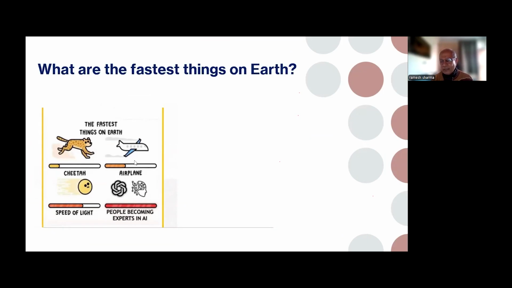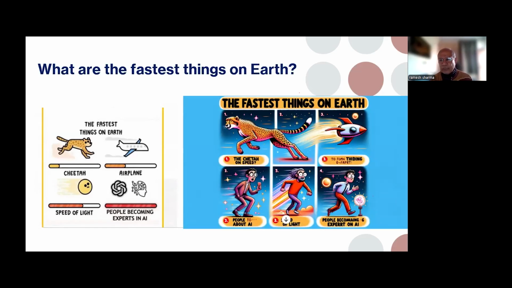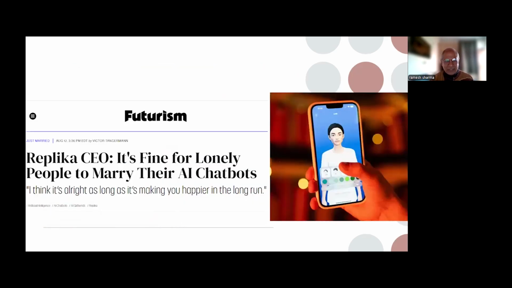Till 3 years ago, November 22, when ChatGPT came up, till then the artificial intelligence was being taught only in computer science subjects. But as soon as ChatGPT was released by the OpenAI company, people becoming expert in AI is the fastest growing trend. And that shows the power of AI, that it has made people expert in AI. So it's a wonderful thing.